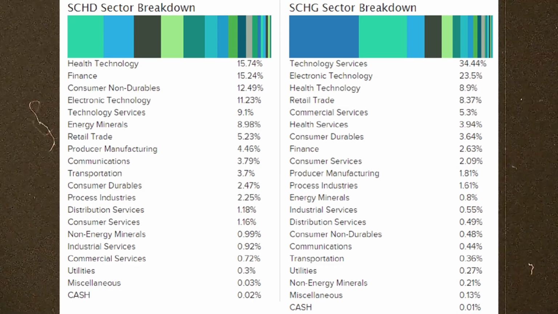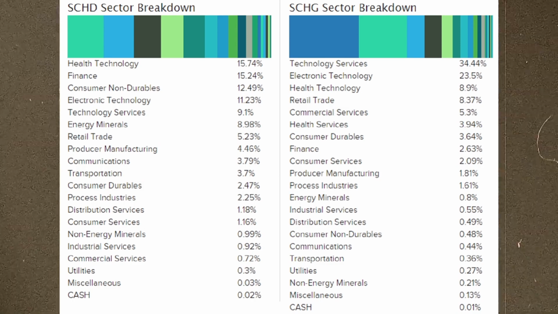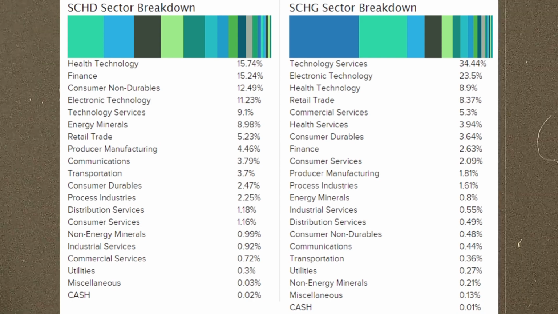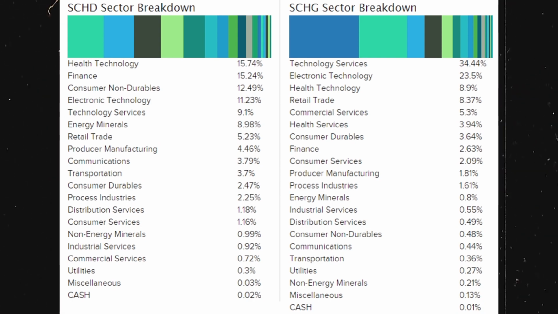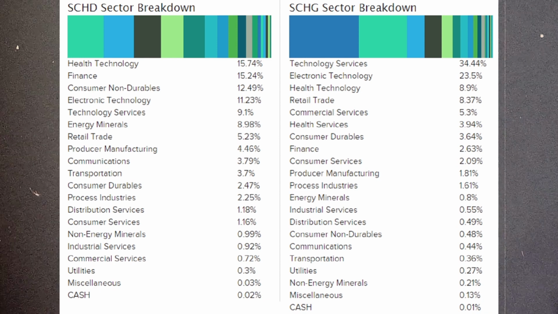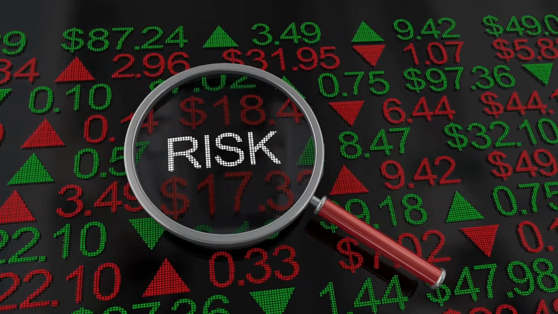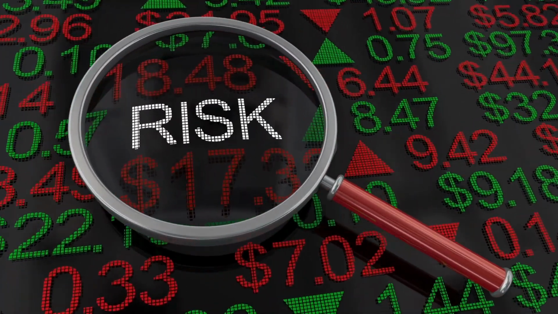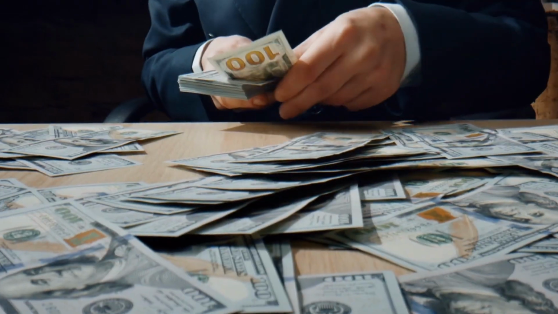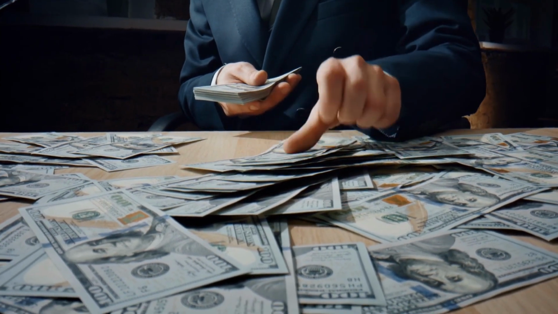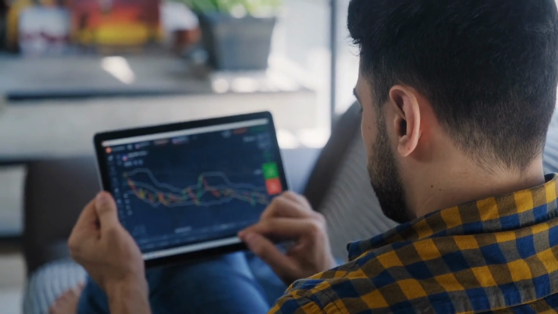Meanwhile, SCHG's portfolio has a strong emphasis on the technology sector. It allocates 34% of its assets to technology services, 23.5% to electronics, and 8.9% to health technology. So the top three sectors account for more than 60% of the fund's total assets. This gives it a higher risk factor compared to other ETFs, but it also allows the fund to ride the tech rally when the stock market gets bullish.